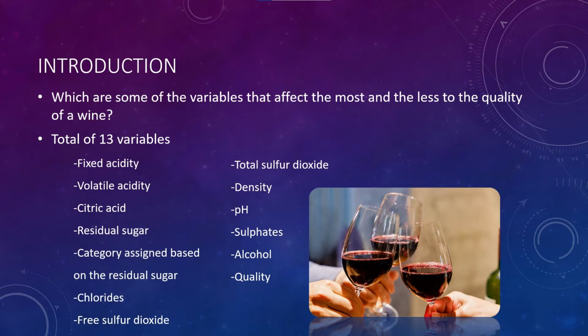In order to answer this question, a dataset which has information about red wine samples was evaluated. A total of 13 variables will be addressed, with the exception of the categorical variable of category assigned based on the residual sugar, since its values come directly from the residual sugar levels, and it doesn't report anything significant in terms of values.